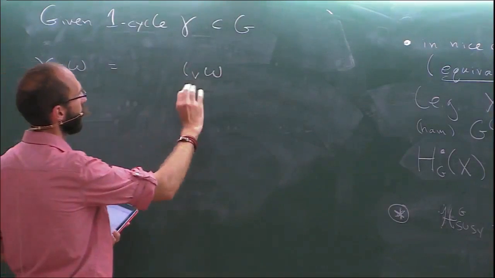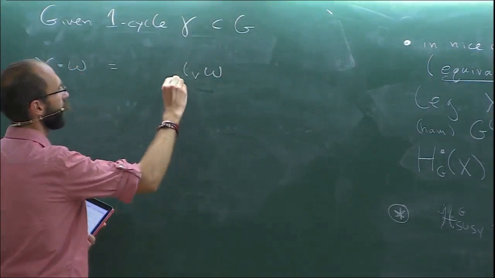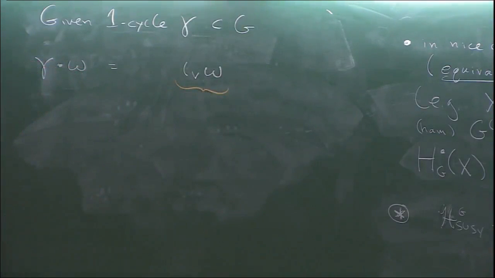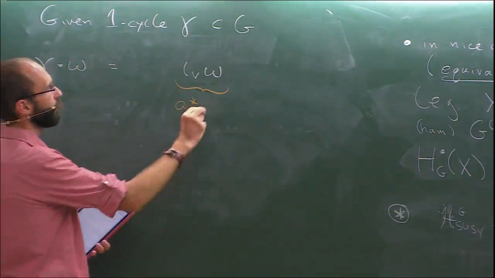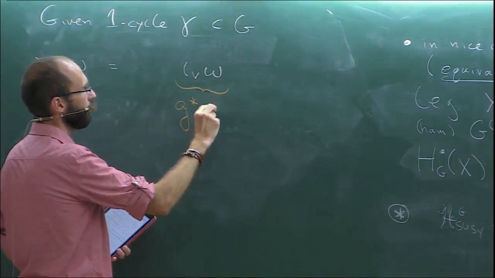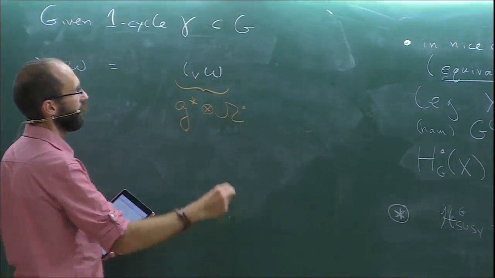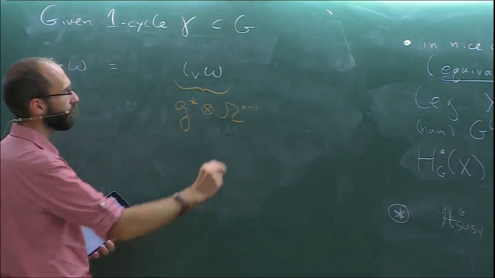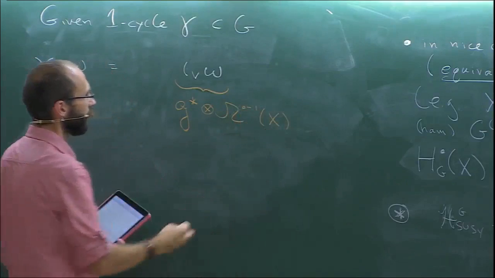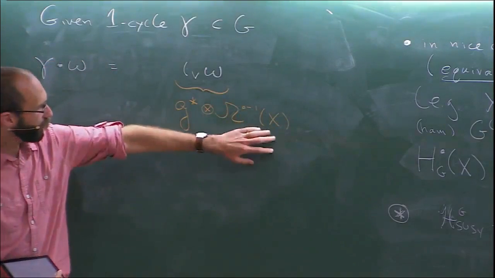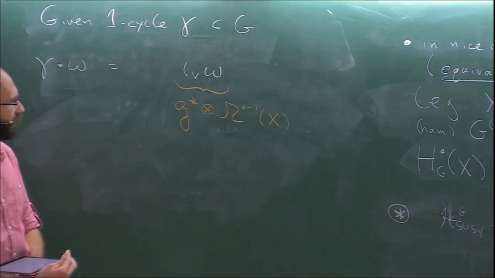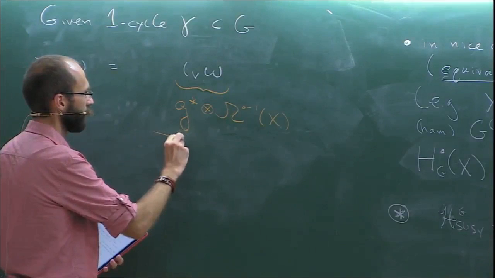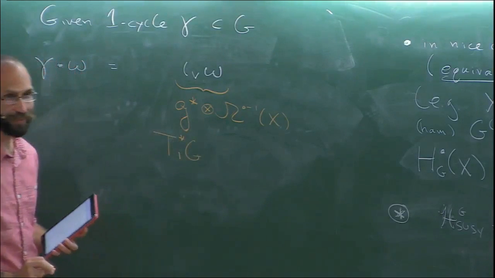Now, what sort of object is this? V was valued in G dual, the dual of the Lie algebra. Omega is, of course, a form on X. Degree has shifted by one. If I ignore the form on X part, the G dual tells me that I actually have something sitting in the cotangent bundle of the group at the identity.